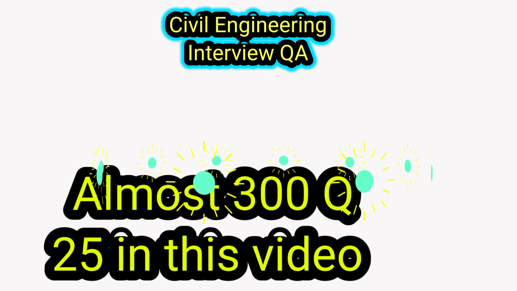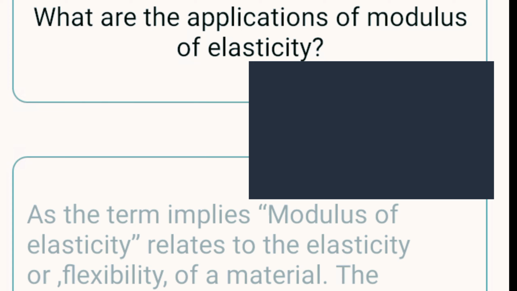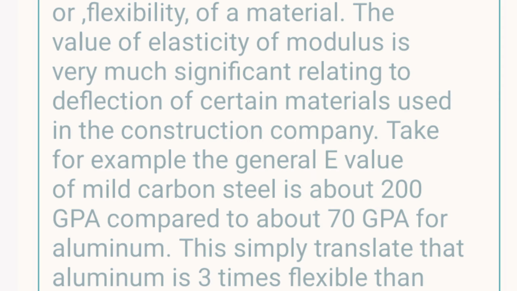Question number three. What are the applications of modulus of elasticity? As the term implies, modulus of elasticity relates to the elasticity or flexibility of a material. The value of the modulus of elasticity is very significant relating to deflection of certain materials used in the construction company. Take for example, the general value E of mild carbon steel is about 200 GPa compared to about 70 GPa for aluminium. This simply translates that aluminium is 3 times more flexible than steel.